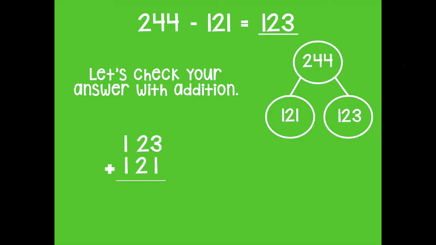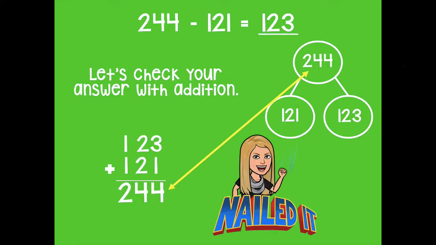If I add those and I get 244, that means I did my subtraction correctly. So let's try. So I have 3 plus 1 in the ones place, which is 4. In the tens place, 2 plus 2 is 4. And in the hundreds place, 1 plus 1 is 2. So friends, look at that. They match. Nailed it. So that means we got our subtraction problem correct. Good job.